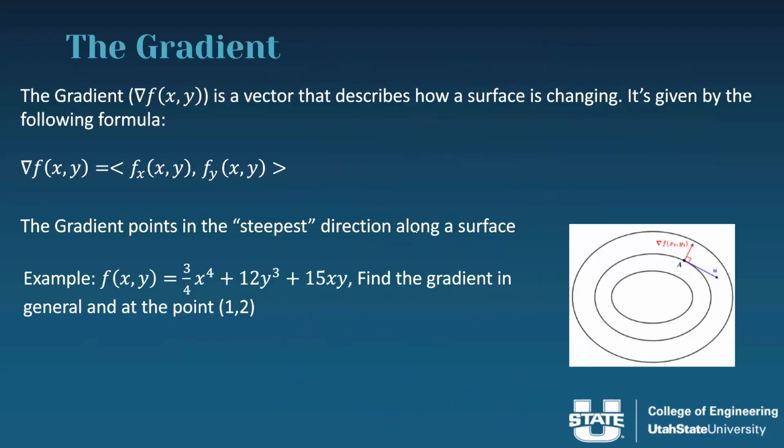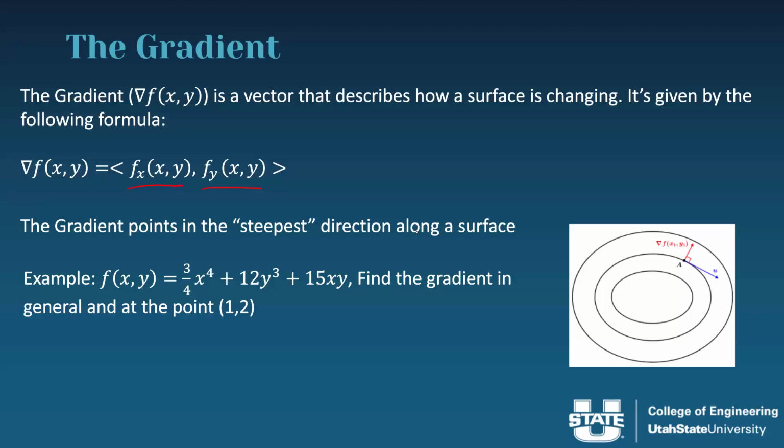Okay. So we're gonna go over the gradient of our vectors. How do you guys feel about this concept overall? Okay, yeah. So the gradient, it's a vector that describes how our surface is changing. It is a vector with the partial with respect to x and then the partial with respect to y.